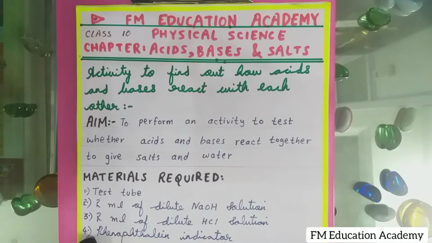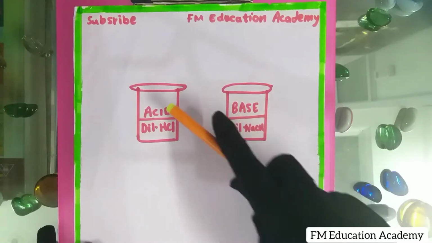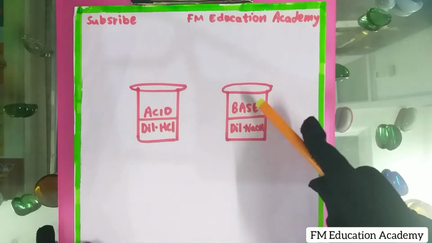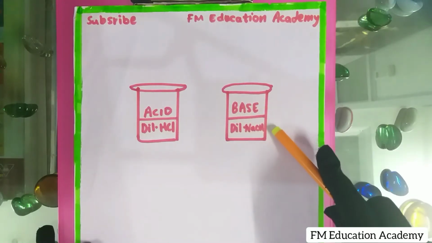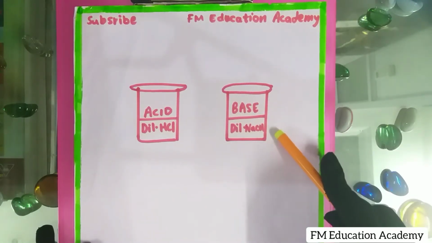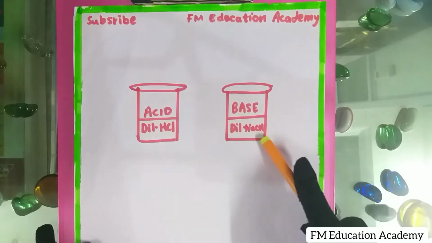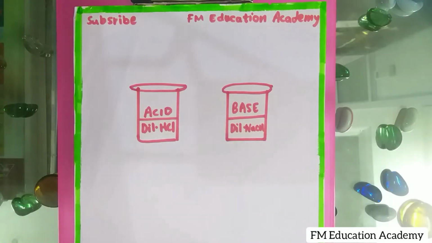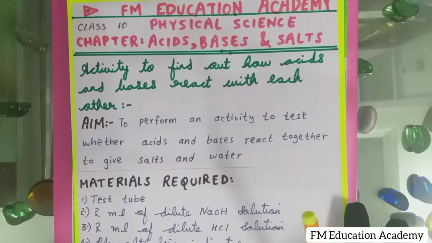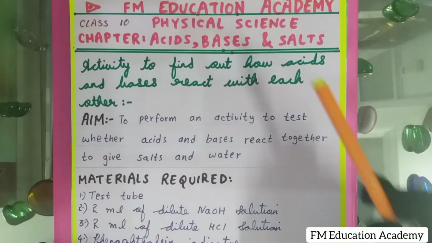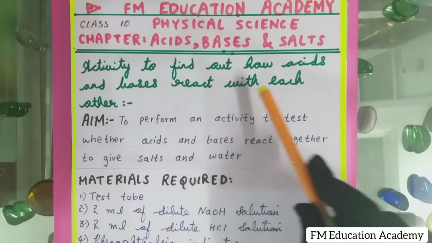For that purpose, for acid we are taking dilute HCl and for base we are taking dilute sodium hydroxide for this experiment. HCl and sodium hydroxide are the commonly used acids and bases. So this acid and this base we are using for this particular experiment. And my main activity is I have to find out how acids and bases react with each other.